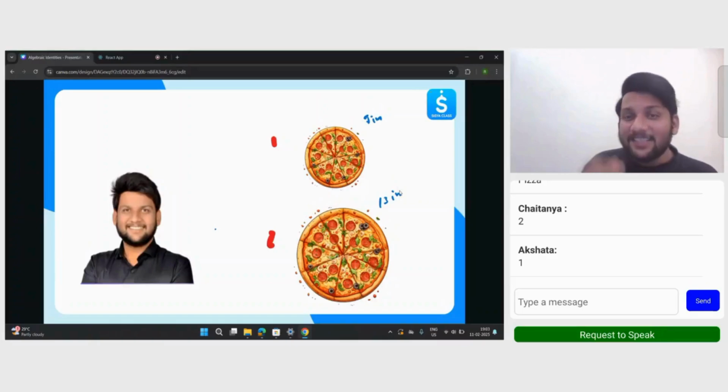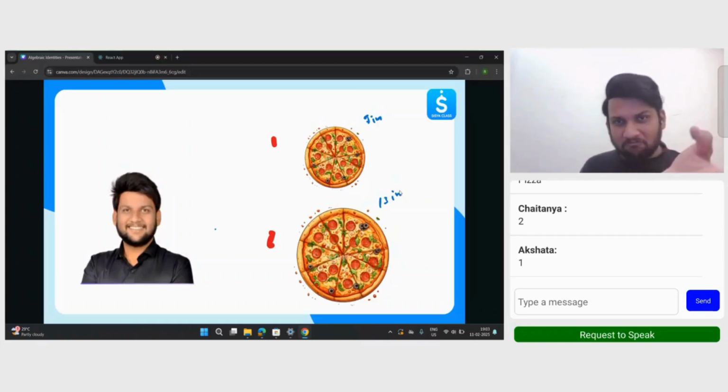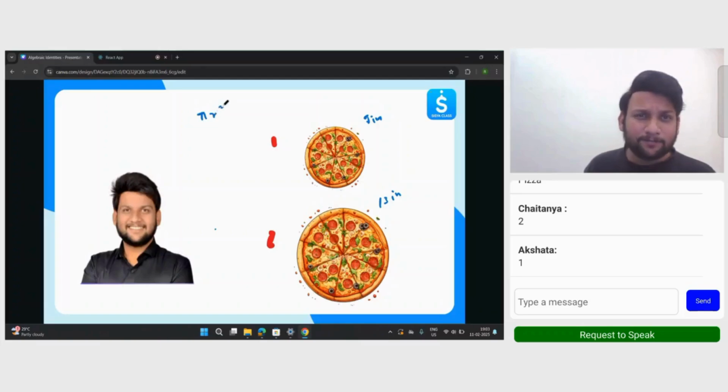One. Okay. See, that's what I thought, Akshita, that maybe having two small pizzas, since I'm having two pizzas, is a better option. But let's find the maths behind it. So if we consider the first option, what is the area of a circle? Everyone knows the area of a circle is pi r square.